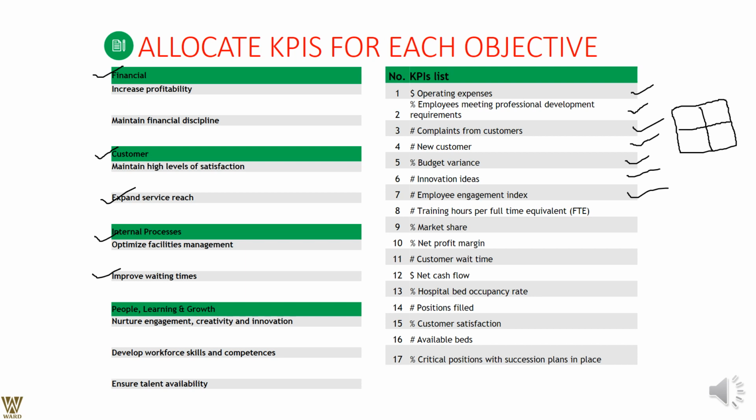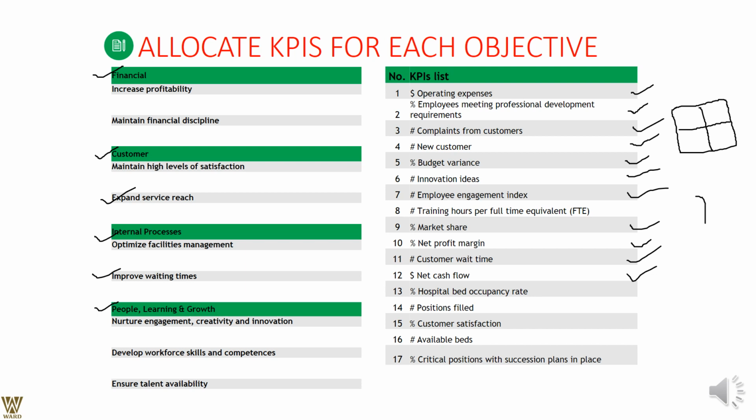Under L&D, or learning and growth, we are going to look at the nurturing of engagement, creativity, innovations, then the development of workforce skills and competence. We are ensuring talent availability. That is what we are looking out for here. We will be talking about the market share as far as the KPI list is concerned. We have a net profit margin. We will have the wait time, the net cash flow, and so on and so forth.